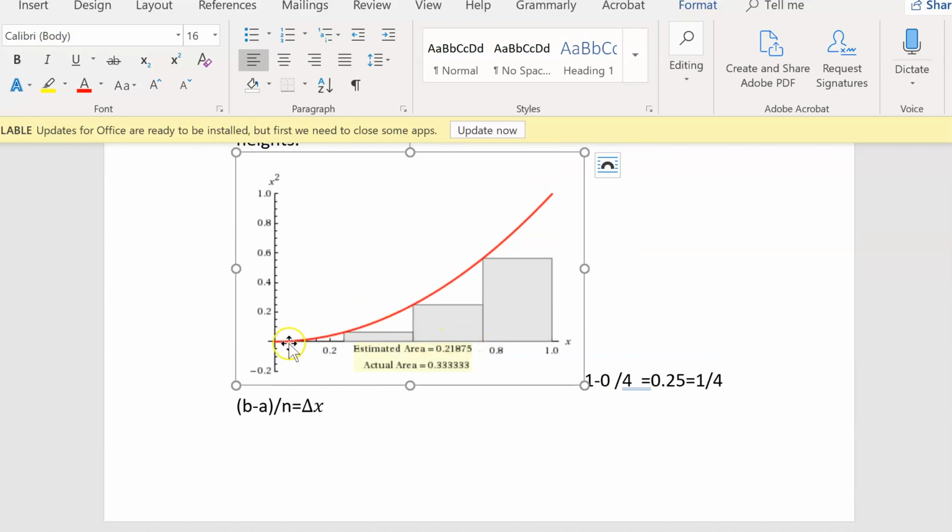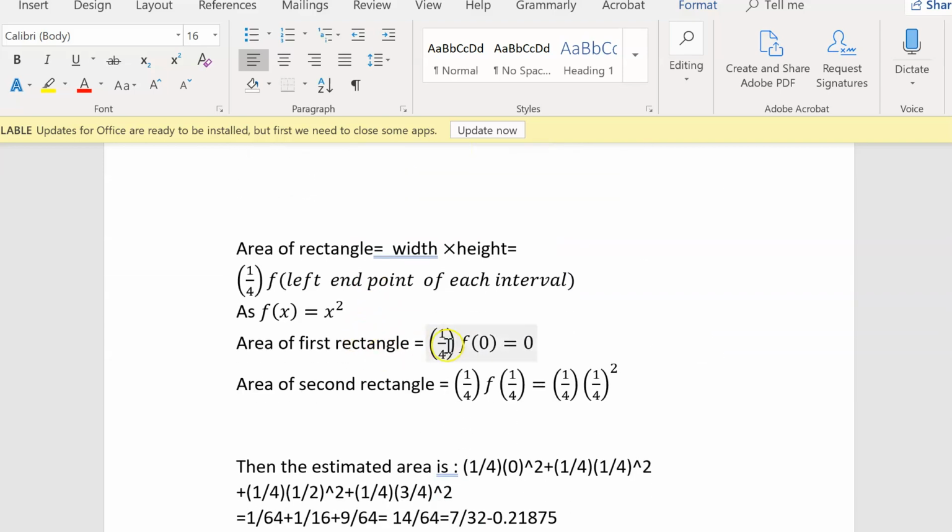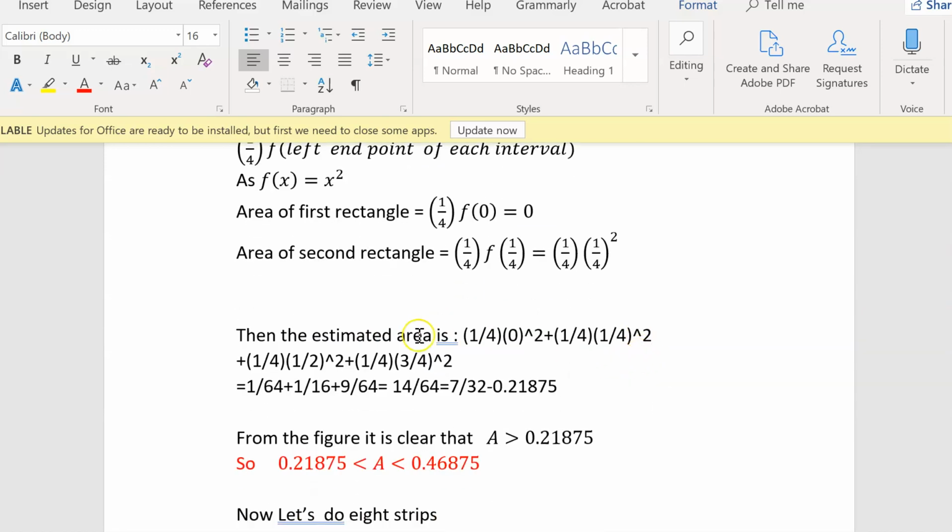So if you look at the area of the first rectangle, that is 0, as I mentioned. Now if you look at the second rectangle, what's the area? Again, it's the width, which still remains 1/4, but it's the f value at the left end. So the left end is 1/4, so it's f of 1/4. We know that is 1/4 squared. So it's width 1/4 times f of 1/4, which is 1/4 times 1/4 squared. That's the second rectangle.